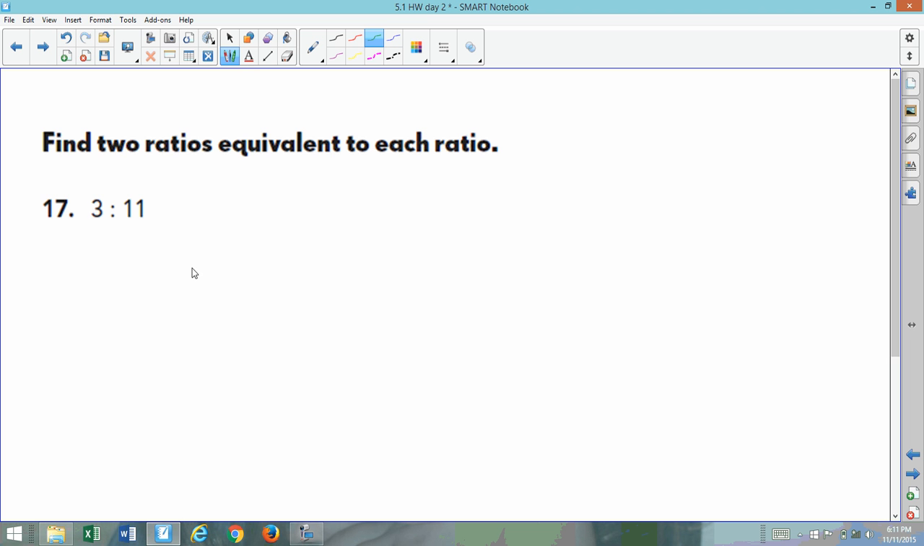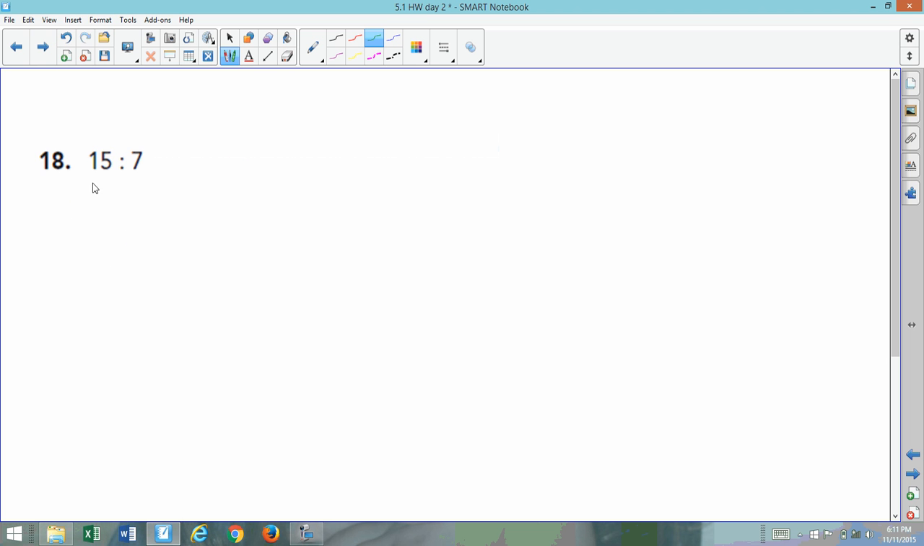Find two equivalent ratios. Well, you can always multiply by 2. You get 6/22, and you can multiply by 3, and you get 9/33. Find 2. Well, you get 30/14 if you multiply both by 2, and then multiply both by 3, you get 45/21. Again, you could just add zeros. If you want 50/70, it's a good way to cheat. Not really cheat, but makes it easier.